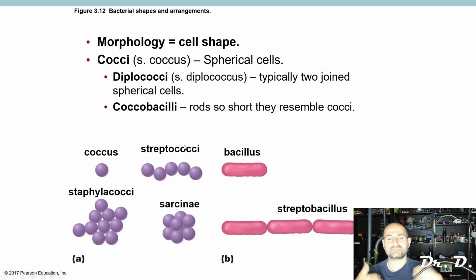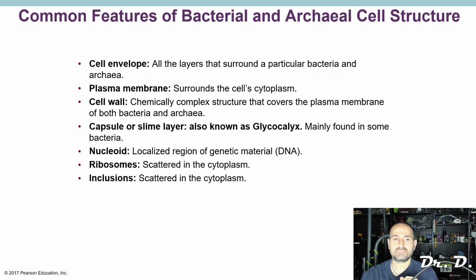Okay, so again, there are shapes and arrangements. Please learn both. And then you can have more complex shapes too. We'll talk about later, but you could have Vibrio, which are comma-shaped bacteria. You could have Spirillum, which are spiral-shaped bacterium. There are many, many different shapes to bacteria. All right, so before we go into some of the more common features of bacterial and archaeal cell structure, let's take a quick break and come right back.